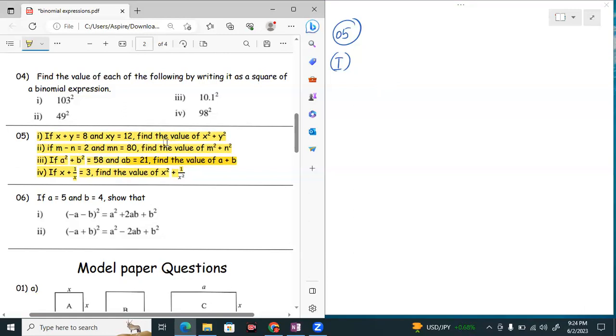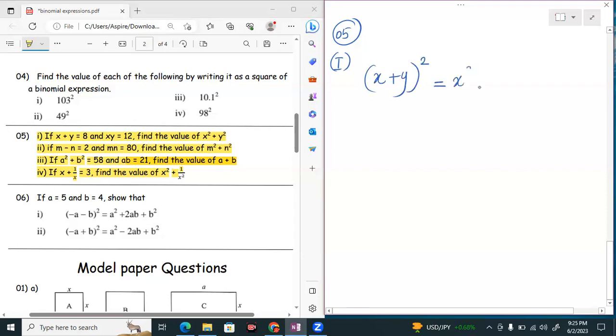It doesn't matter what is given. You have to identify which square of a binomial expression you have to take. That means whether it is a square of a sum or a square of a difference. You can see x plus y is given. That means you have to take the square of the sum of these two. First of all, expand this. You know now, x squared plus 2xy plus y squared. You can write this at once now.